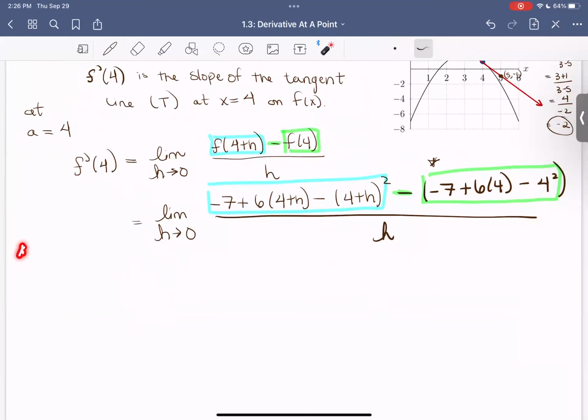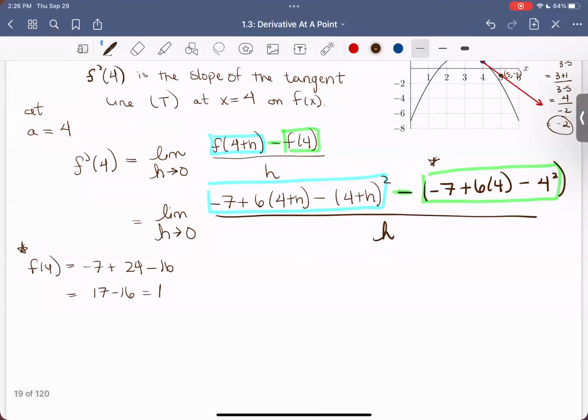A little star here. So f of 4 is equal to -7 plus 6 times 4 is 24 minus 4 squared is 16. So I can compute that. -7 plus 24 is going to be 17, minus 16 gives me 1. So I can replace this. This is just a little side note.